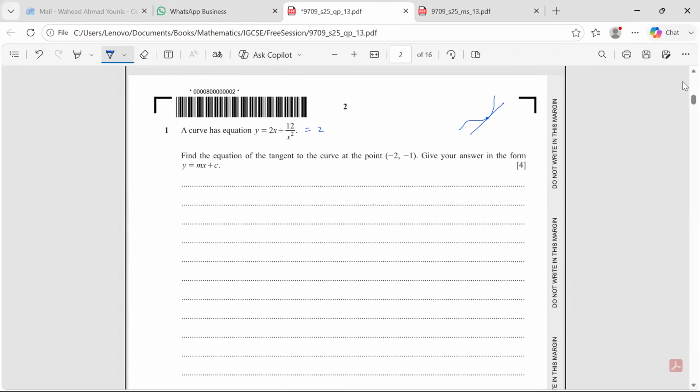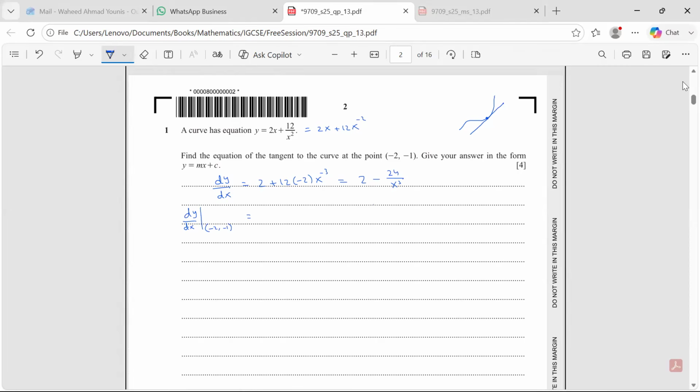I can write it as 2x plus 12 x power minus 2, am I right? So let's start. The first step is to find the derivative dy by dx, and that is equal to 2 plus 12 times minus 2 x power minus 3. Am I right? I can write it as 2 minus 24 over x power 3. Correct?